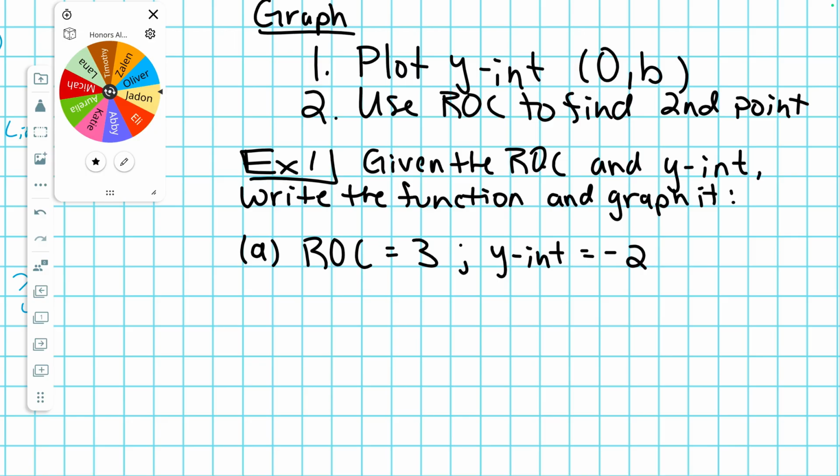All right, step 1, my equation. So slope-intercept form is y equals mx plus b. So if my rate of change is 3, my y-intercept is -2, how am I going to write that? Go ahead. Y equals 3x plus -2. We can just do -2. Good. All right. That's the easy part.